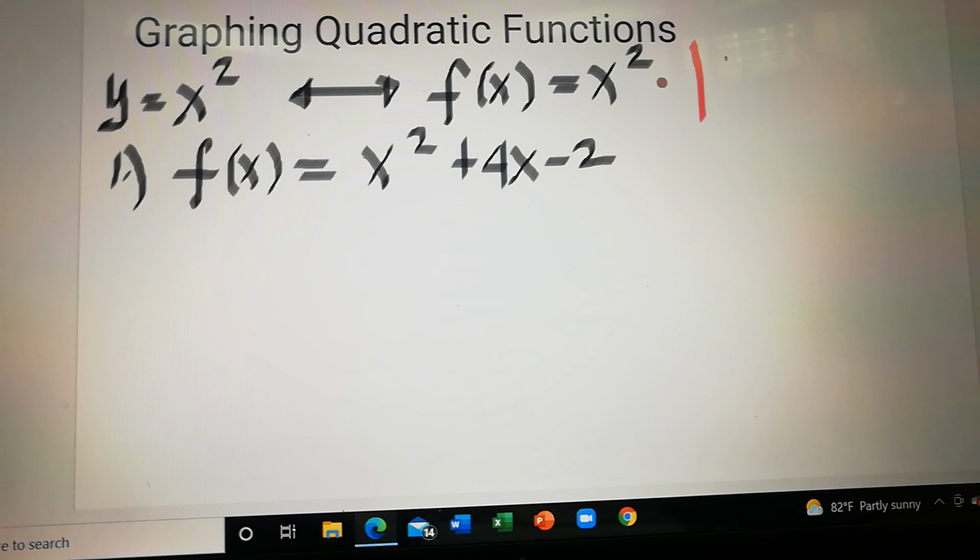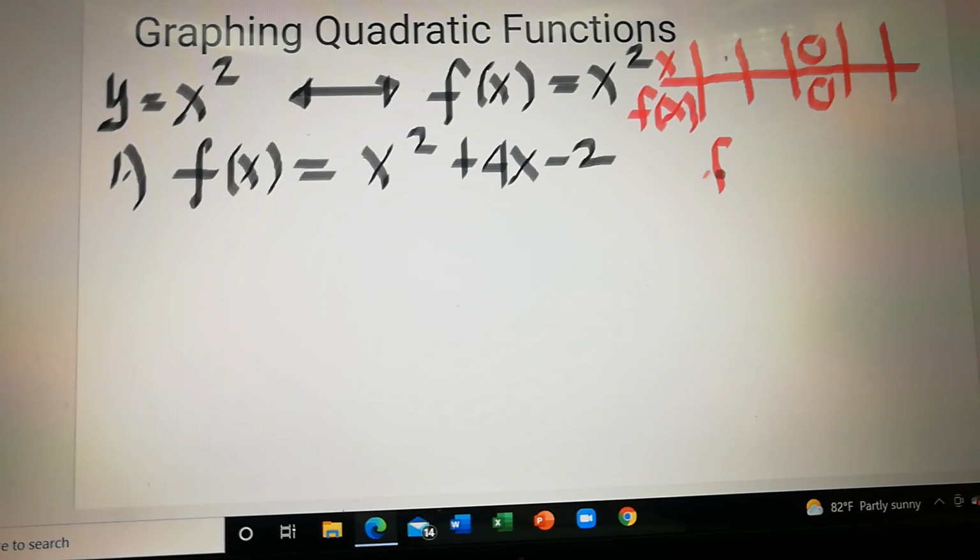So the vertex of this is at 0, 0. Okay, so the value of x, then this is your f of x. So your vertex is at 0, 0: 0 for x, then 0 for f of x. So you just plug in 0 to f of x. So f of 0 is equal to 0 squared, which is equal to 0. The vertex of any quadratic function of the form f of x equals x squared is always at 0, 0.